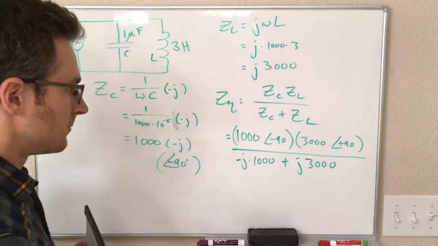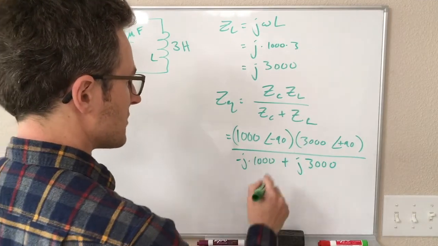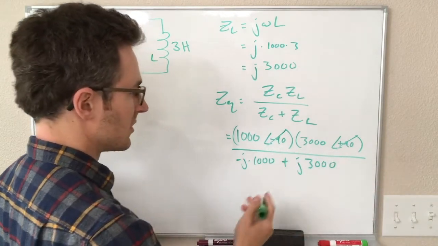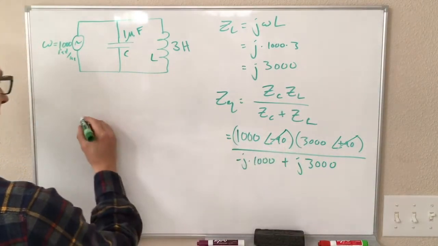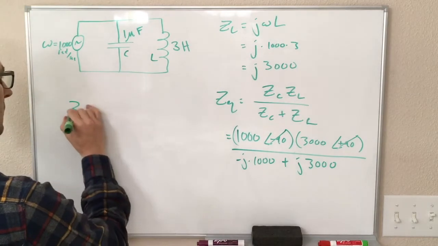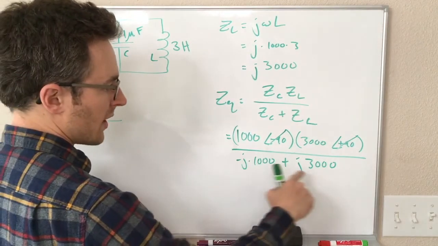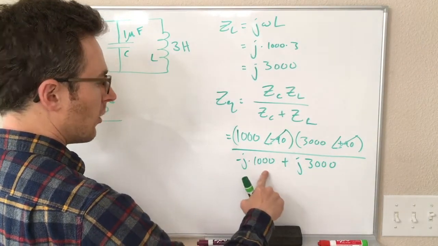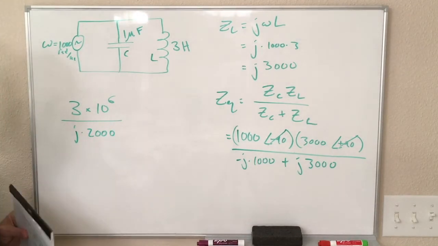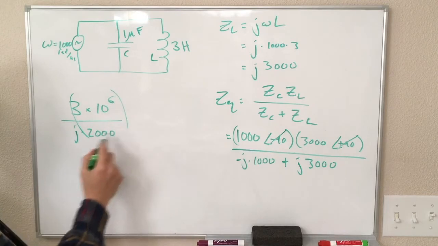All right, so we can simplify this rather easily. 1,000 times 3,000, their angles are going to cancel, right? Minus 90 plus 90 just gives us an angle of 0. And so we have 1,000 times 3,000 in the top. I guess that's 3 million. I'll just write that: 3 times 10 to the 6th in the top, divided by j 3,000 minus j 1,000. So that equals j times 2,000. And now we're almost done. 3 times 10 to the 6th divided by 2,000.